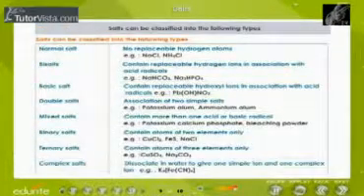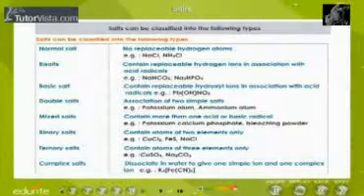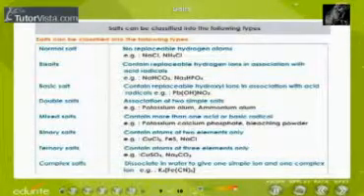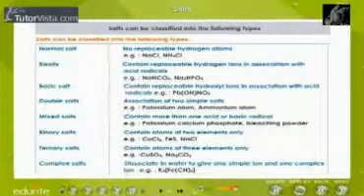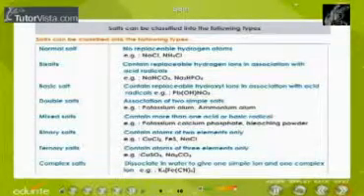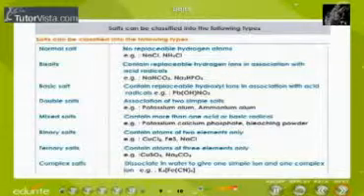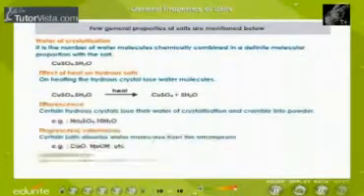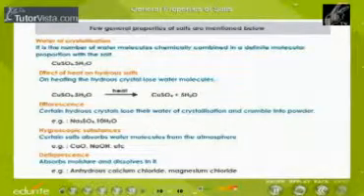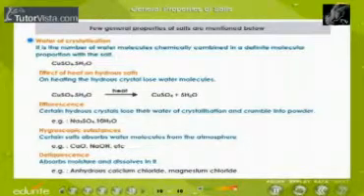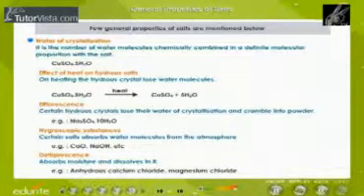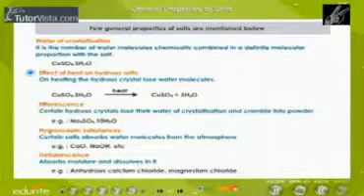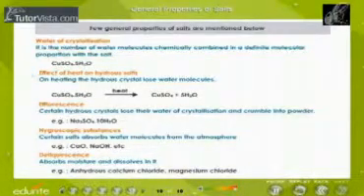Salts. Salts can be classified into many types, as you can see on your screen. General properties of salts. A few general properties of salts are shown here. Water of crystallization. It is the number of water molecules chemically combined in a definite molecular proportion with a salt. For example, CuSO4·5H2O. On heating, the hydrous crystal loses water molecules.